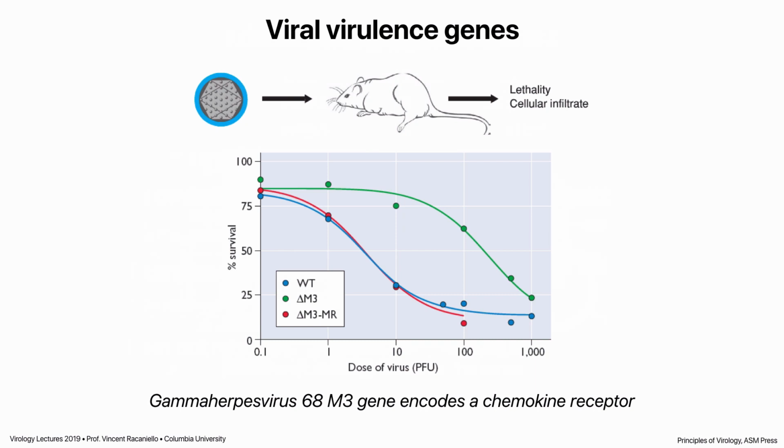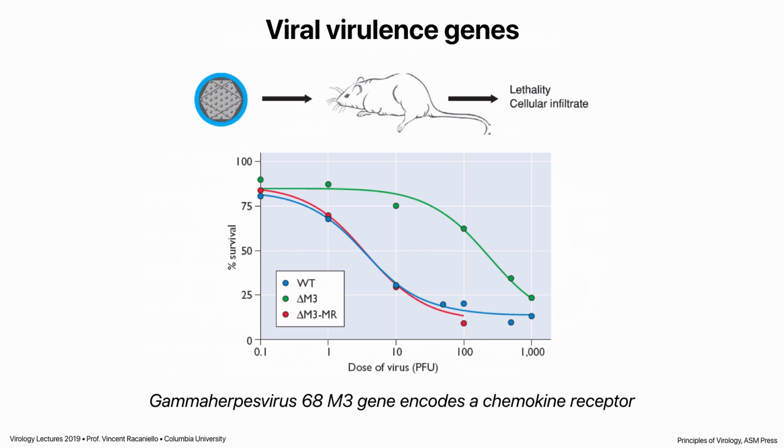Now, if you take out the M3 gene from the virus, you remove it, that's the green virus, delta M3. Now you see you need to put a lot more virus in to get lethality. And if you do the 50% endpoint, right there, it's maybe 500 or so compared to less than 10. So that's a nice quantification of the virulence of this virus. Removing that one gene, this chemokine antagonist, really reduces the virulence.